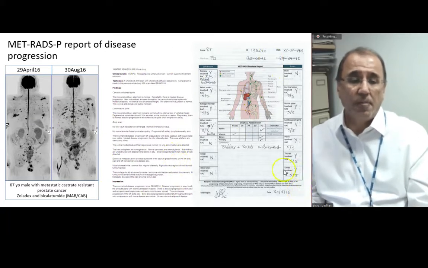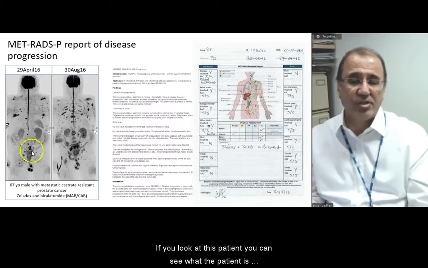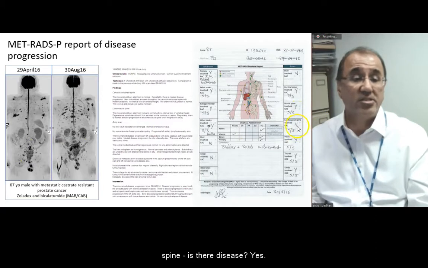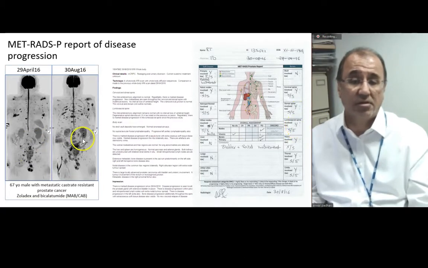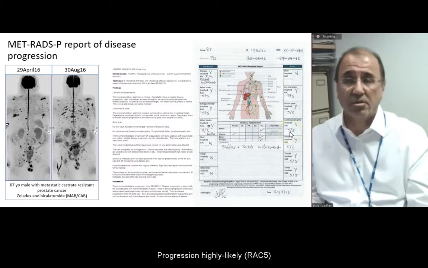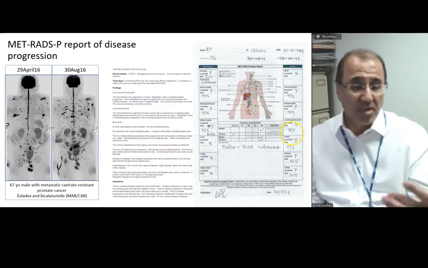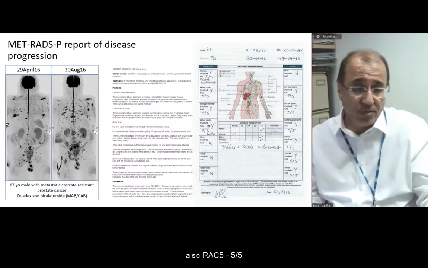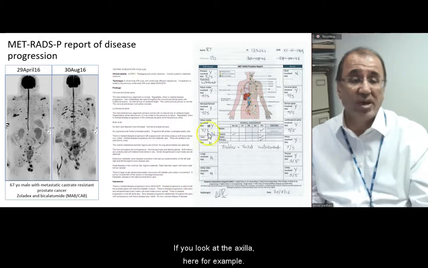So, for example, if you looked at this patient, you can see the patient is progressing. So let's say lumbosacral spine. Is there disease? Yes. Right? You can see that. What is the primary response assessment category? Progression. Highly likely. That's in more than 50% of the lesions. But what about the other lesions in that? Also 5, so 5-5.